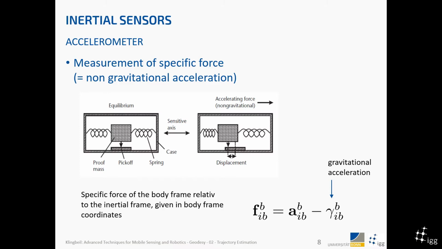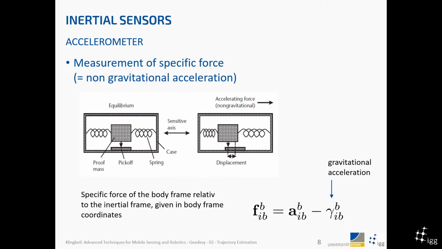So there are two types of inertial sensors, accelerometers and gyroscopes, and we start with the accelerometer. The accelerometer is measuring the specific force of a body with respect to the inertial system, and the specific force is the non-gravitational acceleration.